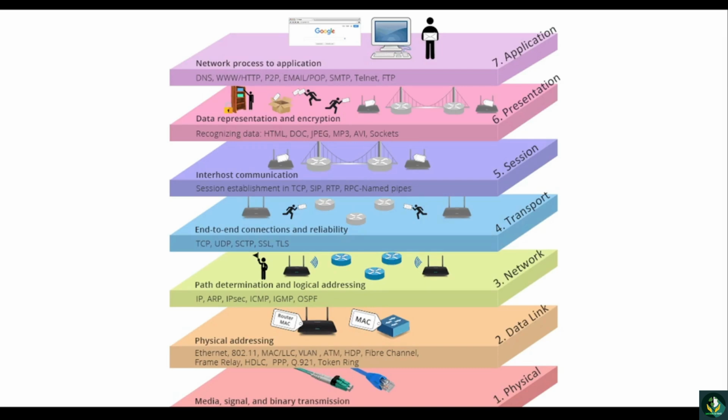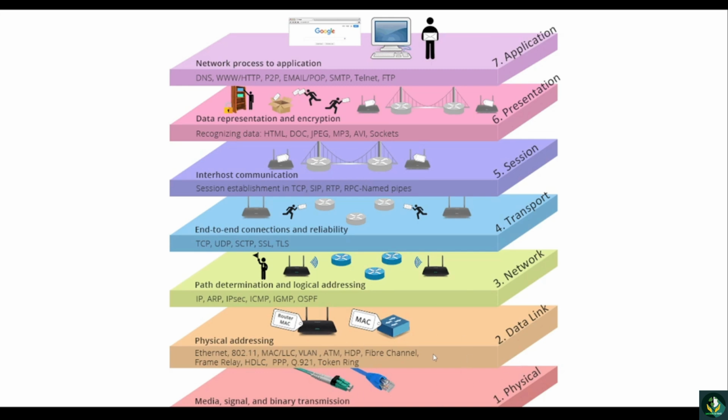If we start from the bottom up, the first layer is the physical layer, then the data link layer, then network, then transport, then session, then presentation, and the last is the application layer. So it is from the bottom to up. But if we follow top to bottom, the first layer is the application layer, and the last layer is the physical layer.